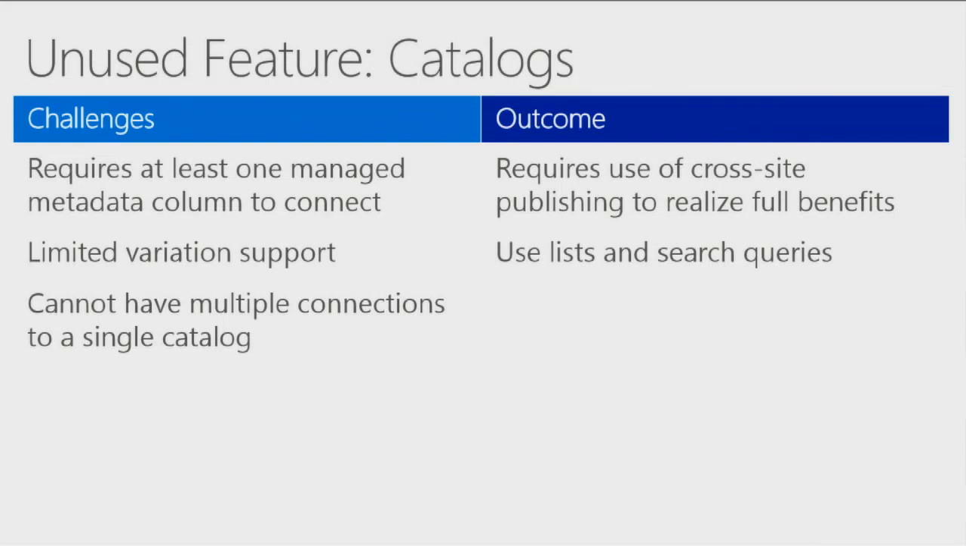So yeah, one thing again with cross-site publishing and catalogs, the way they expect is that your data is going to be split into multiple site collections, right? It's going to be all spread around, and then you're going to connect to those. And you can only connect to a catalog once in a site collection, but you can't really do that when you have multiple variations, right?